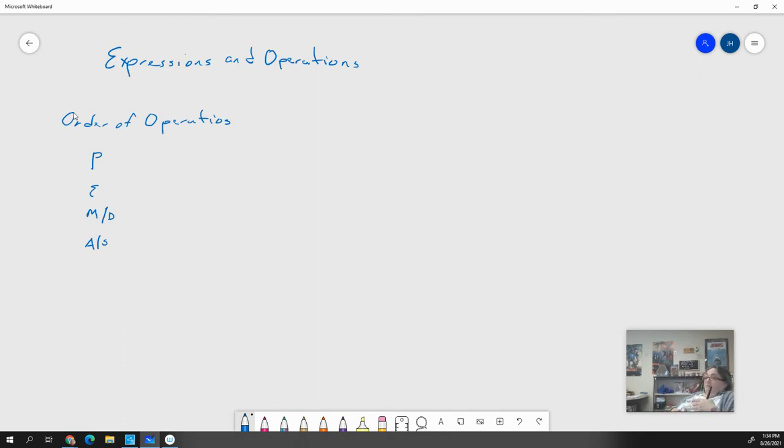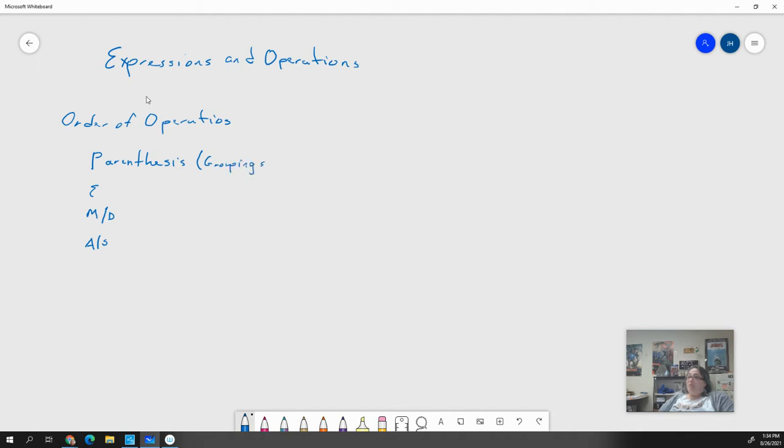The P means parentheses. I like to think of it more as GEMDAS, in that it's really not just parentheses, it's actually any groupings whatsoever. So we call it parentheses, but in actuality, it's any groupings at all. So if you have brackets or absolute values or anything like that, those would be done first. So try and think of it in terms of groupings more than just parentheses.